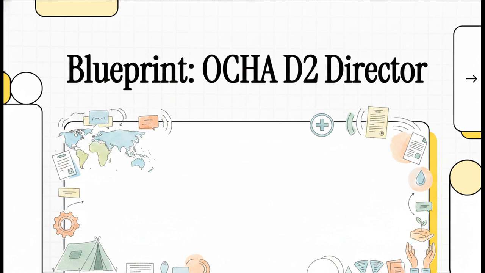Today, we're decoding the strategic blueprint of what is arguably one of the most complex, high-stakes leadership positions inside the United Nations. We're talking about the D2 Director of OCHA's Humanitarian Sector Division. We're going to deconstruct exactly what it takes to sit at the absolute nerve center of this global coordination architecture.